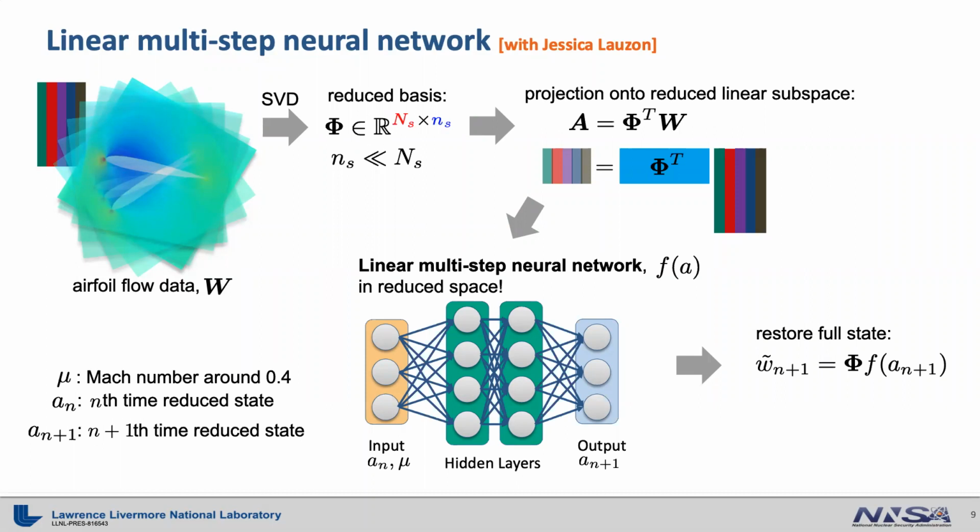Then the full state is restored by the reduced basis phi. As you can see, we have only used data throughout the whole process. No governing equations were involved. So it is definitely a black box approach, but it directly approximates the whole state field, as you can see.